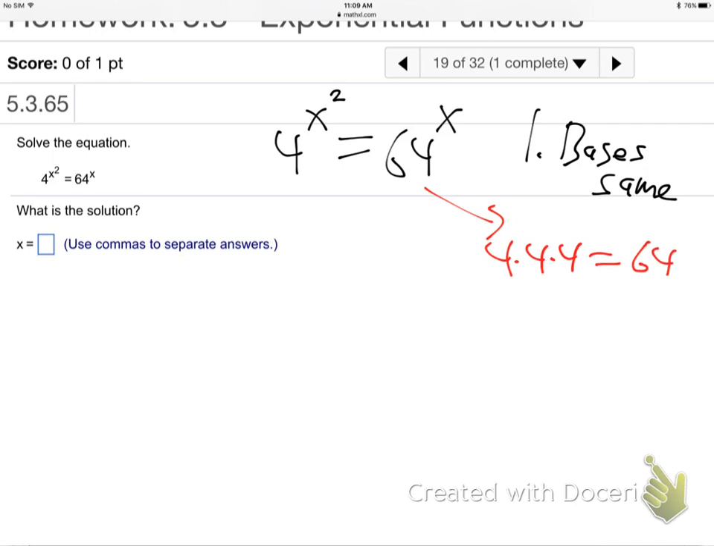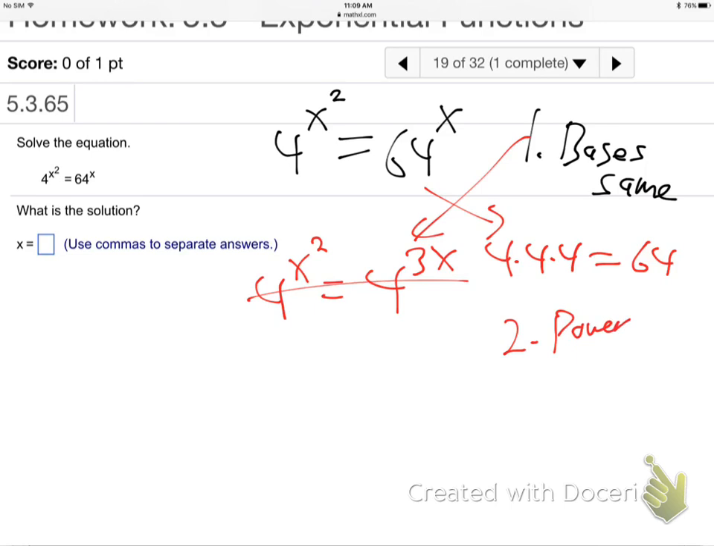4 to the third. So then we go, okay, this is 4 to the third. So base is the same. Then cut them out. Step 2, powers equal. So x squared is equal to 3x. Good to there so far? Now, do you remember how to solve an x squared equation?